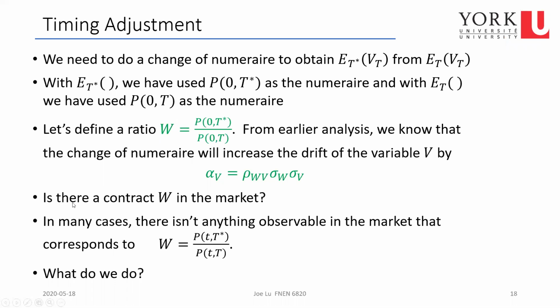So we define W this way. Is there a contract in the market that is really W here? Okay. In general, we don't really observe a contract that is exactly W. So what do we do?